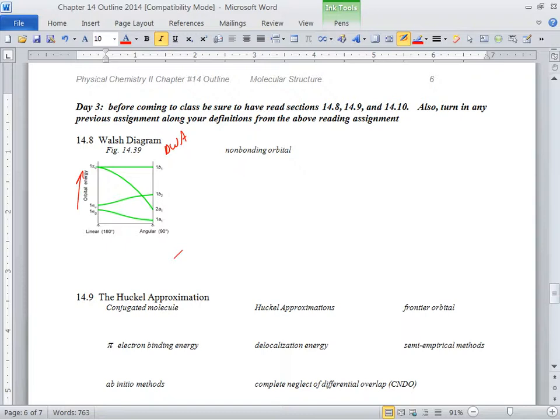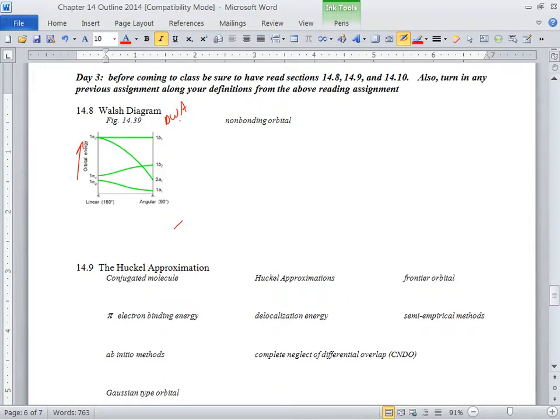Okay. What's non-bonding? When they're lined up with each other. Kind of like, here's the atomic orbital energy level, and here are my molecular orbitals over here, but hey, that's the same energy. So that would be non-bonding. High in energy is anti-bonding, and bonding is low in energy.